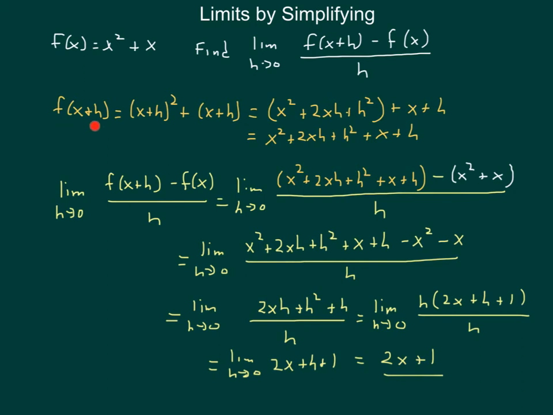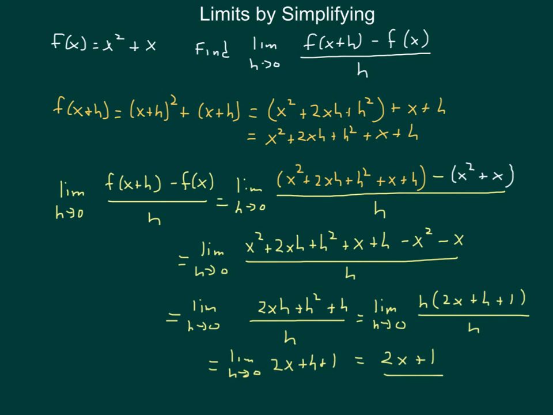So f of x plus h. Remember, when you're evaluating this, whatever's here is going in for the variable. So that's going to be x plus h squared plus x plus h. So x squared plus x. So that's going to be x plus h squared plus the x plus h. Now we do have to FOIL that out. So when I FOIL that out, that will be x squared plus 2xh plus h squared plus x plus h.